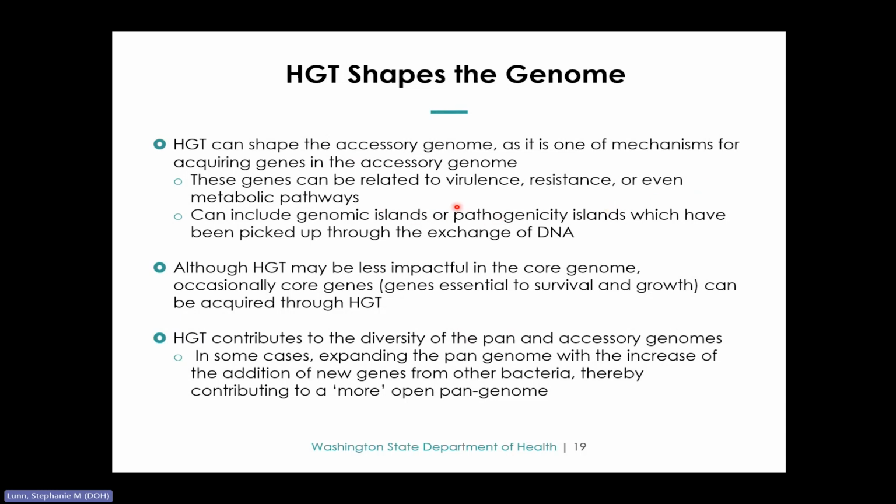These genes can be related to characteristics like virulence, resistance, or even metabolic pathways. These also include genomic islands or pathogenicity islands, which have been picked up through the exchange of DNA. And genomic islands are a bacterial chromosome region of foreign origin that contains clustered genes for some extra property like virulence or symbiosis. And pathogenicity islands are essentially the same but contain clustered genes for virulence.